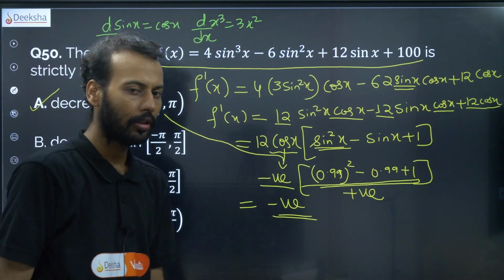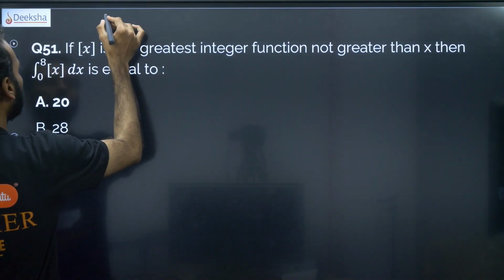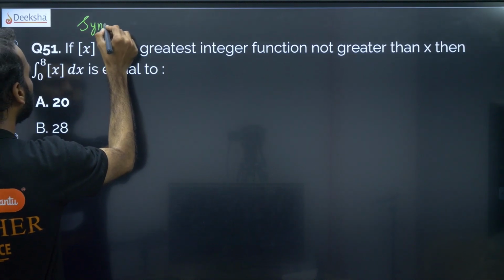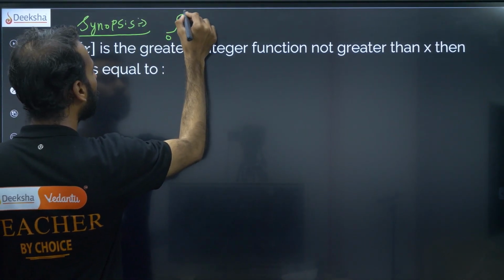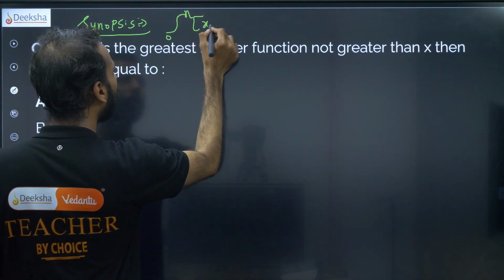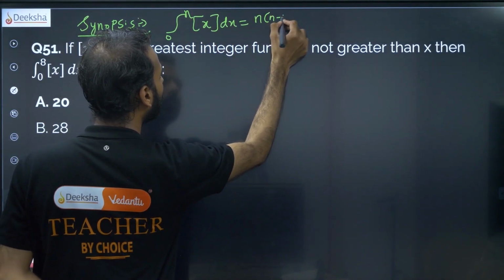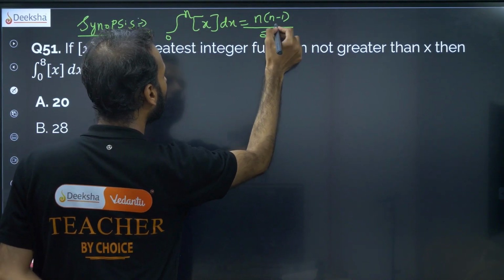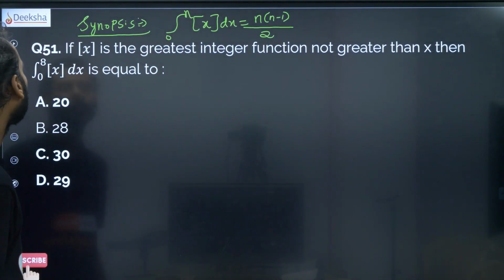Moving on to next question. For this, if you want, you can use the shortcut formula: integral from 0 to n of GIF of x dx is n minus 1 by 2 (times n).